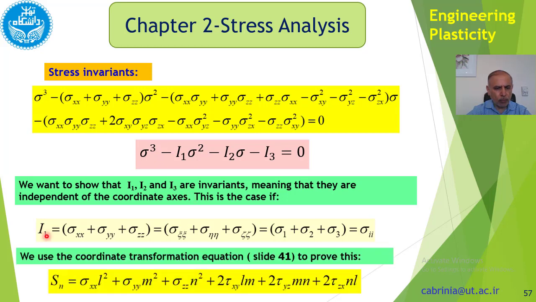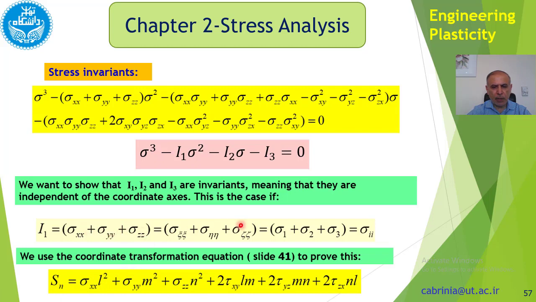How could we do that? We are going to use this equation which we obtained in slide 41. If you remember, when I obtained this, I said that we use this for transformation, coordinate transformation, and I said that we are going to use it. It's a very important equation. Now I explain it in a moment. Therefore, what we want to do here, you see Sn is the normal stress to the plane, and sigma x, y, z, xy, yz, and zx are the components of the general state of stress.